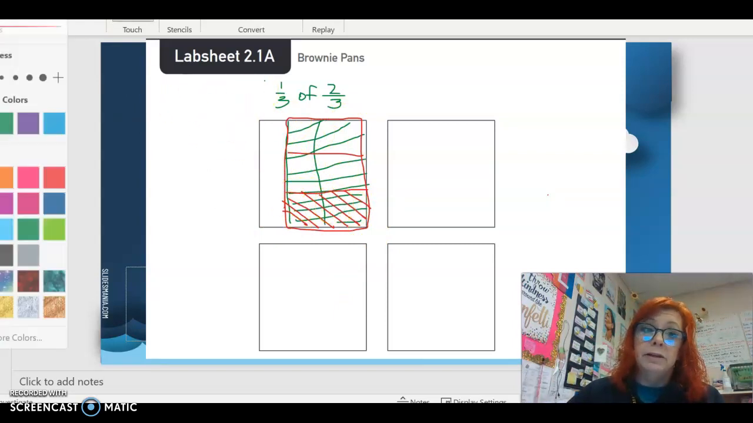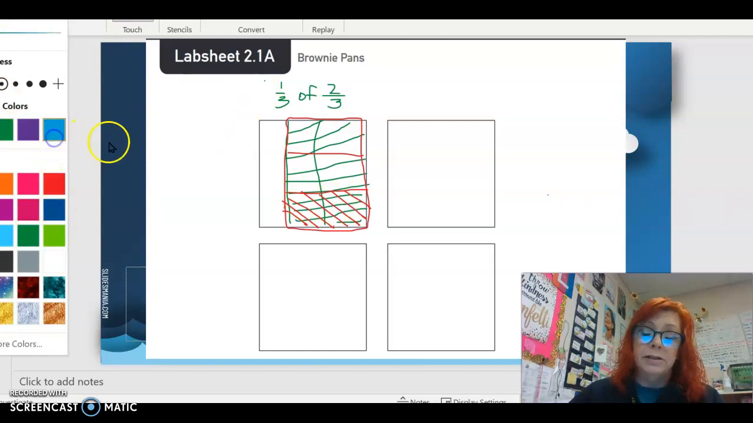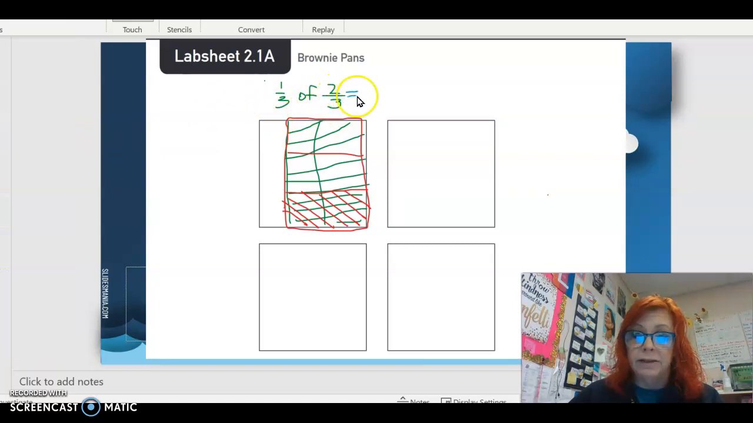Well, the first way that we can solve this problem is by writing a number sentence. And we kind of have it here, 1/3 of 2/3, but we don't have the complete sentence because we don't have the equals and the answer. If you see 1/3 of something, what does that mean? What operation? It's multiplication. Okay, so 1/3 of 2/3, I'm just going to multiply. So 1 times 2 is 2. 3 times 3 is 9. And what do I have here? I have 2/9 as my answer. This is your number sentence.